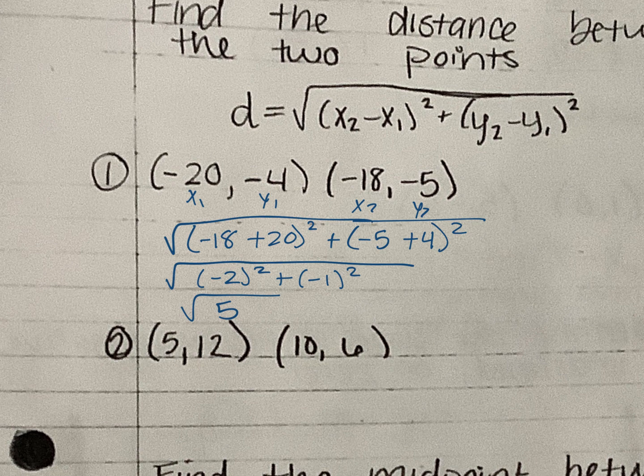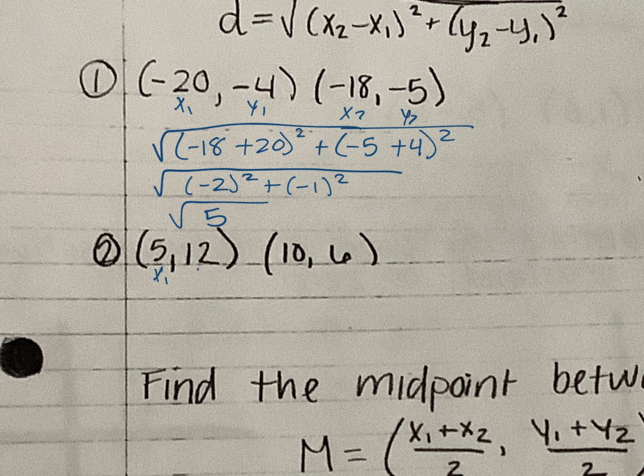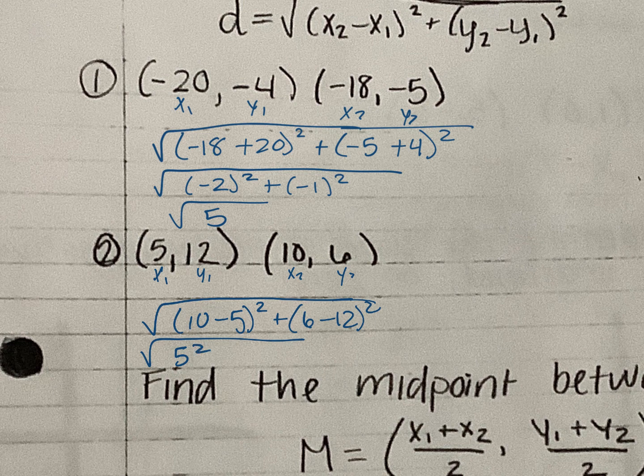All right, number 2. So again, x1, y1, x2, y2. So 10 minus 5 squared plus 6 minus 12 squared. So you get 5 squared plus negative 6 squared. So you get 25 plus 36. All right, anytime you square a negative number, it becomes positive. So you should get the square root of 61 for number 2.